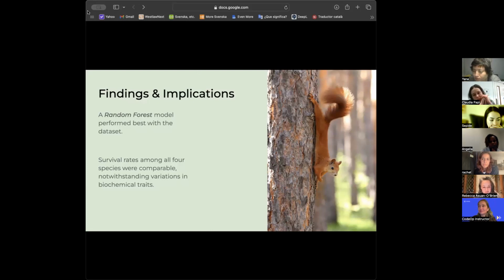Going into it, I think that we expected that there was going to be a greater difference in the survival rates among all the 4 species. We kept thinking that's what we were going to see, but then after we did the survival analysis, we saw that despite the trees' differences and the different biochemical traits, they all had very comparable survival rates. And as far as the implications for that beyond this, it seems to show that there could be more uniformity in forest management and reforestation efforts without having to cater to specific species of trees.